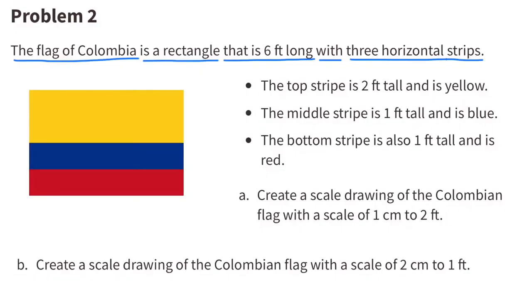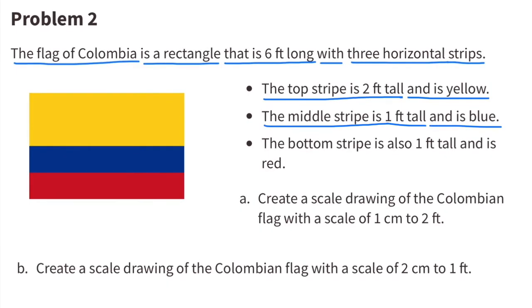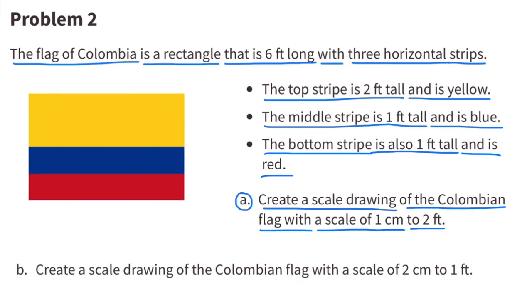Number 2. The flag of Colombia is a rectangle that is 6 feet long, with three horizontal stripes. The top stripe is 2 feet tall and is yellow. The middle stripe is 1 foot tall and is blue. The bottom stripe is also 1 foot tall and is red. A. Create a scale drawing of the Colombian flag with a scale of 1 centimeter to 2 feet.